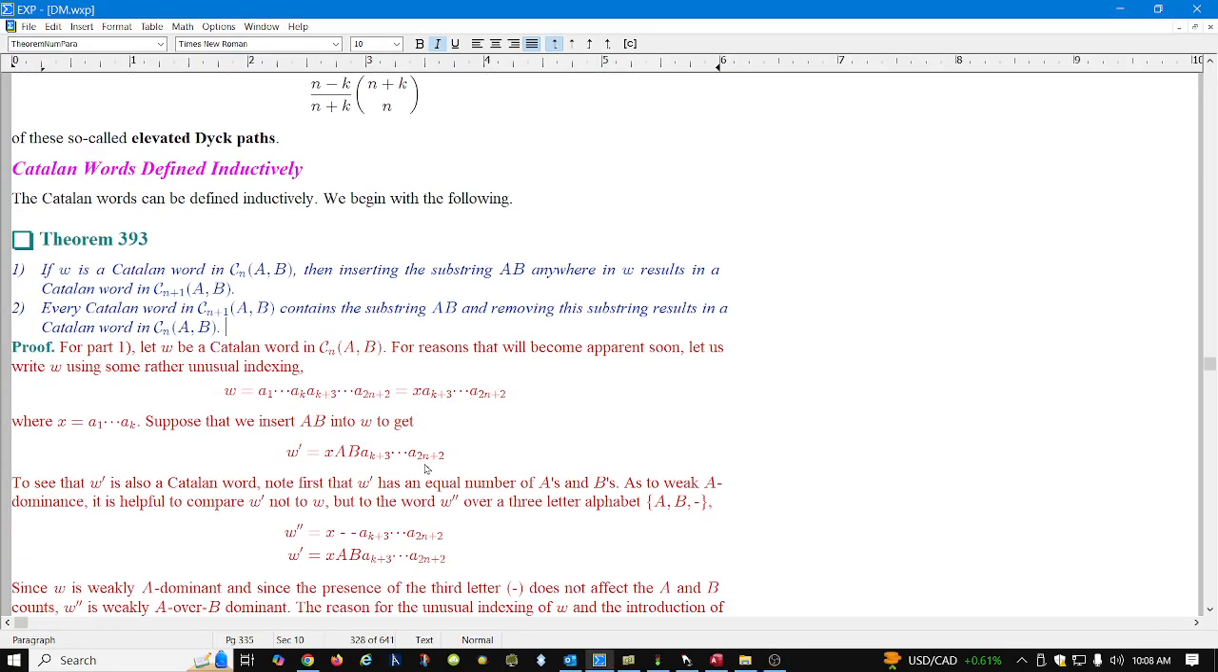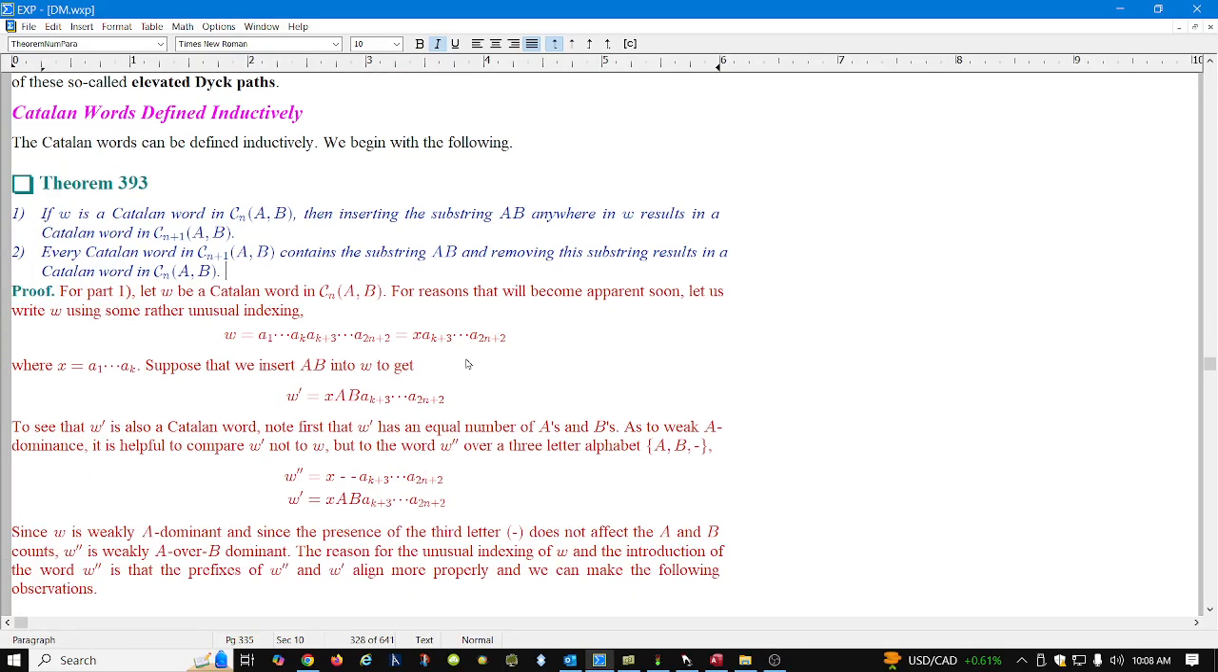As to the proof for part 1, suppose that W is a Catalan word of length 2n, and for reasons that will become apparent in a few minutes, I'm going to write W in kind of an unusual way. The letters in W are A1 through AK, and then I'm going to skip to AK plus 3 through A2n plus 2. And you'll see why I'm doing this in a little while.